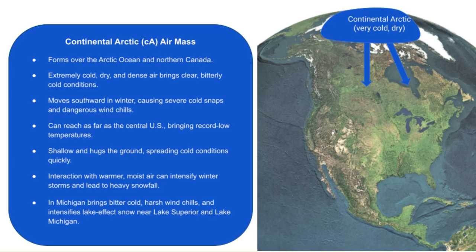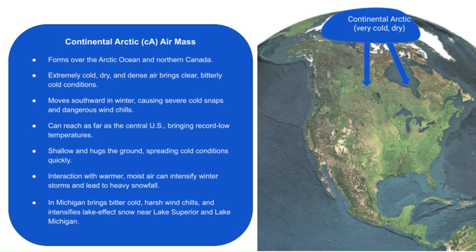Next is the coldest air mass of all, the continental Arctic air mass. The continental Arctic air mass forms over the frigid regions of the Arctic Oceans and northern Canada. It is characterized by extreme cold, dry, and dense air, which leads to clear, bitterly cold conditions. When this air mass moves southwards during the winter, it can plunge into the northern US, causing severe cold snaps with dangerous wind chills and record low temperatures.